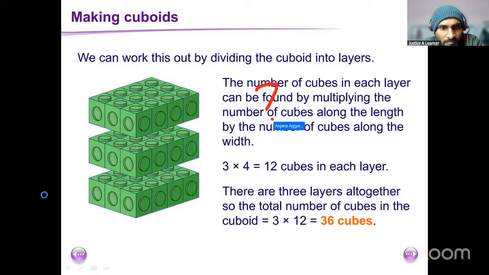So 3 into 4 equals 12 cubes in each layer. There are 3 layers together, so the total number of cubes in the cuboid is 36.